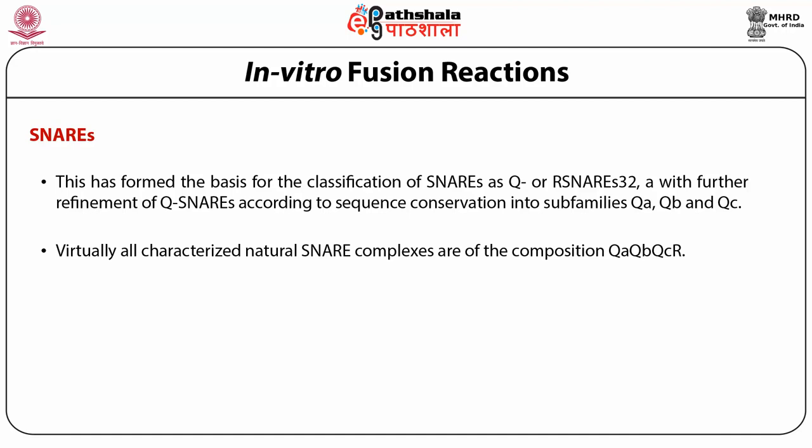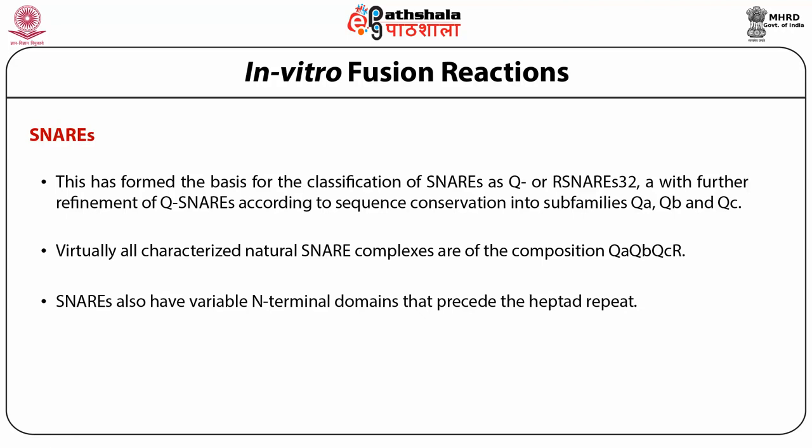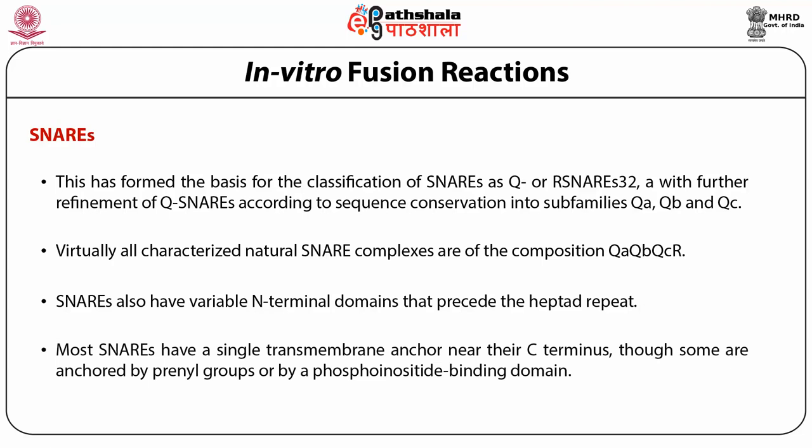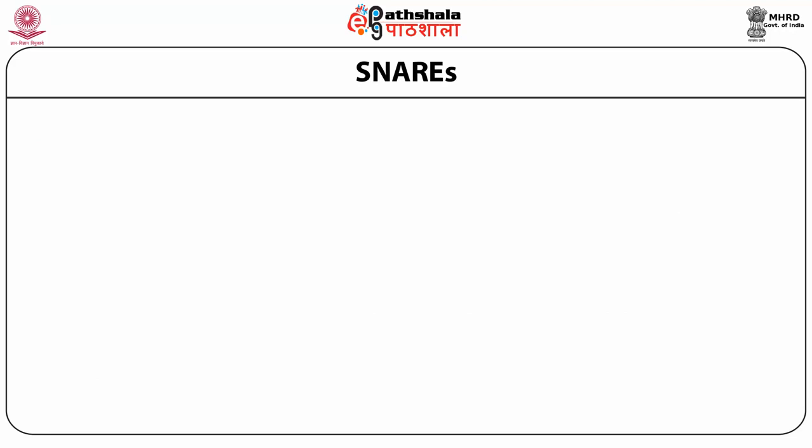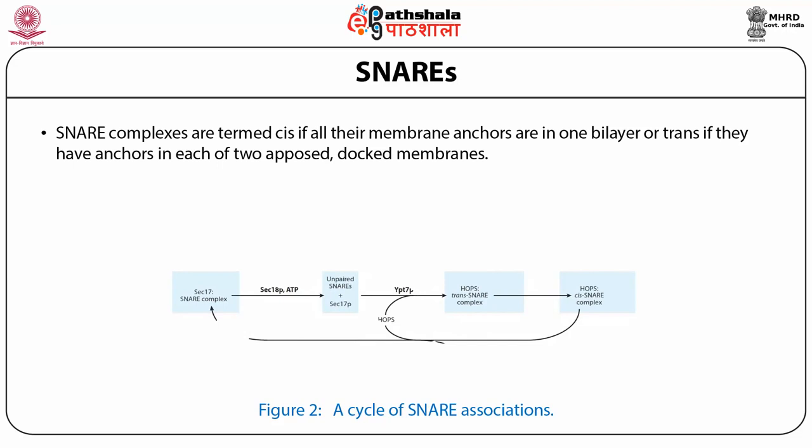SNAREs also have a variable N-terminal domain that precedes the heptad repeat. Most SNAREs have a single transmembrane anchor near their C-terminal, although some are anchored by a prenyl group or by a phosphoinositide binding domain. SNARE complexes are termed cis if all their membrane anchors are in one bilayer, and trans if they have anchors in each of two opposed docked membranes.